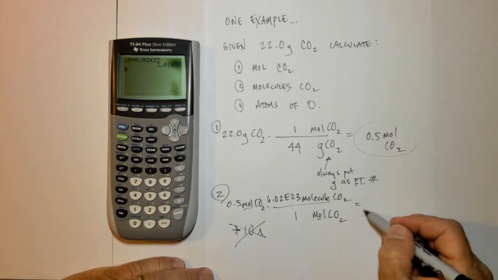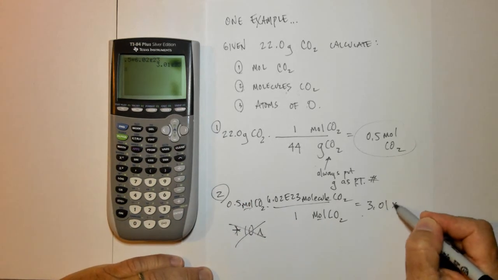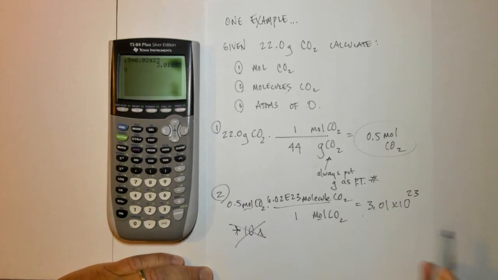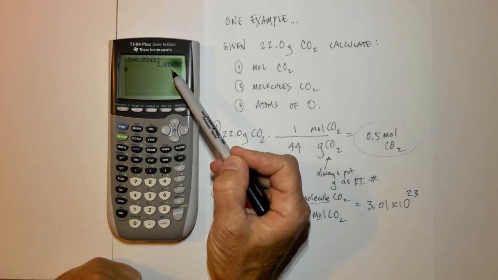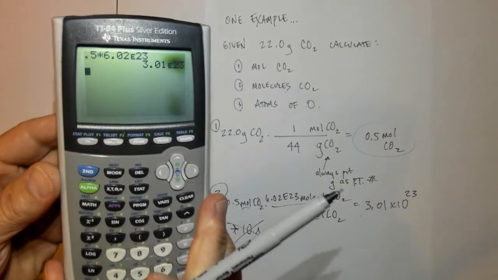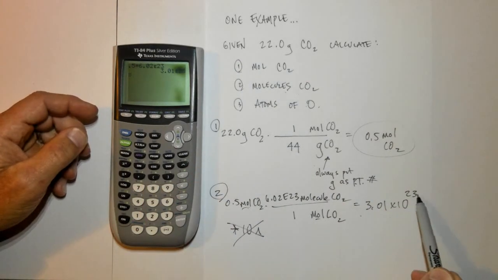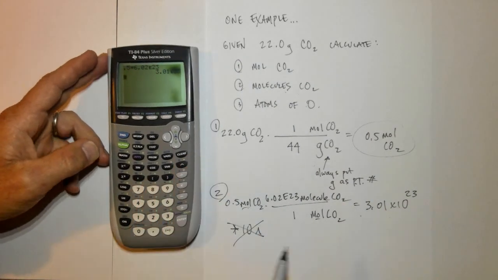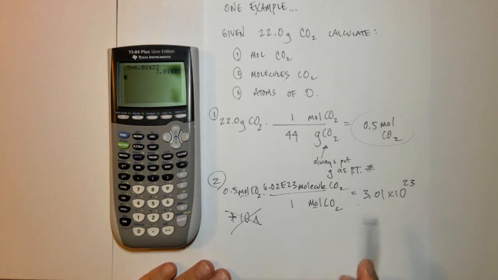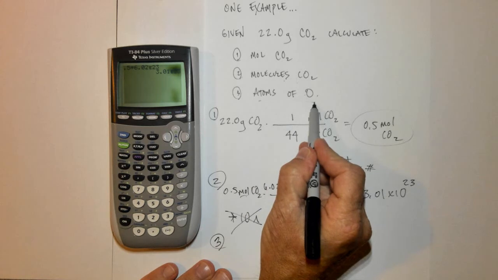It ends up being 3.01 times 10 to the 23rd. So I can interpret that E right there, if you can see the small E right there, as the times 10, and then 23 is my exponent. The E just indicates that's the exponent. And then number 3, the last one, this one's kind of tricky, atoms of oxygen.